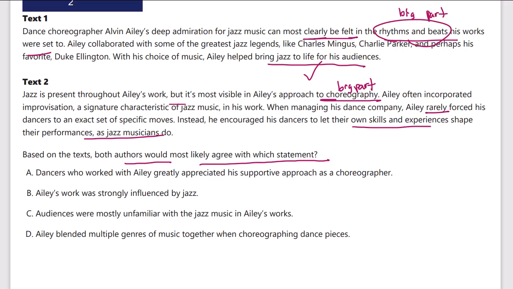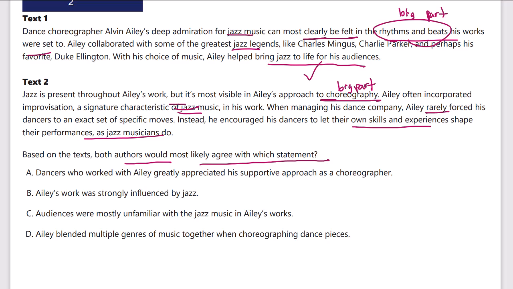They both seem to say he is using jazz, and that's a big part of his work, right? Text 2 doesn't really say he is famous and a legend. Text 1 does, so I wouldn't say that's the same between them or an agreement. But I think an agreement is that he uses jazz. So let's see the answers.